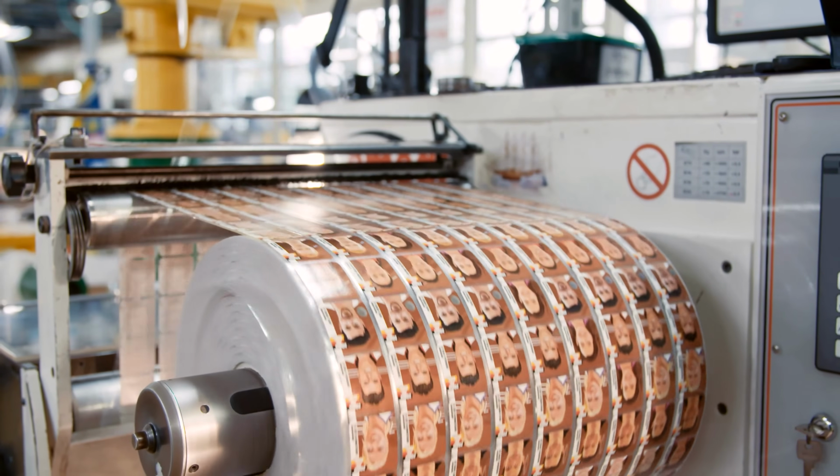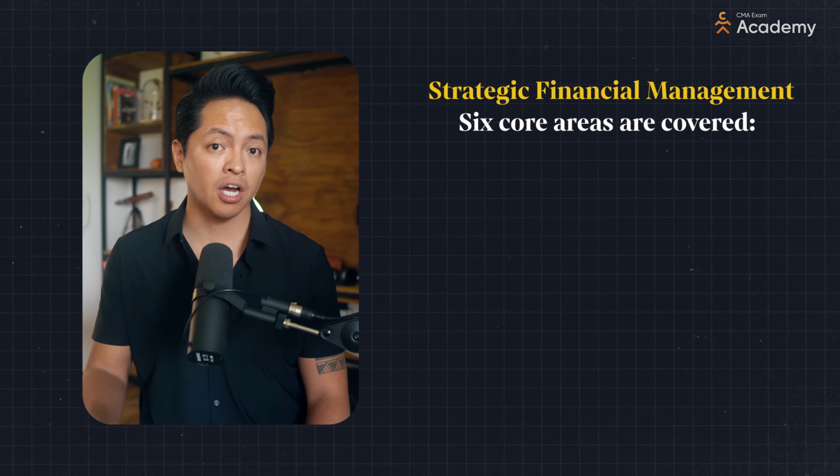For instance, the first question involves a family-owned printing business and provides you with a few basic details about the business and financial statements. In CMA Part 2, Strategic Financial Management, 6 additional core content areas are covered.